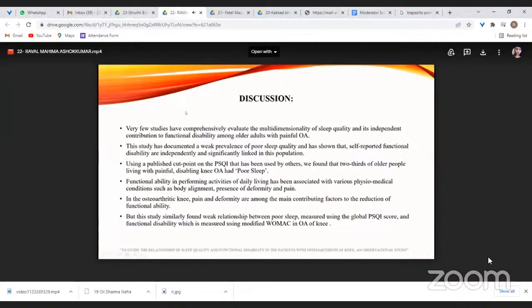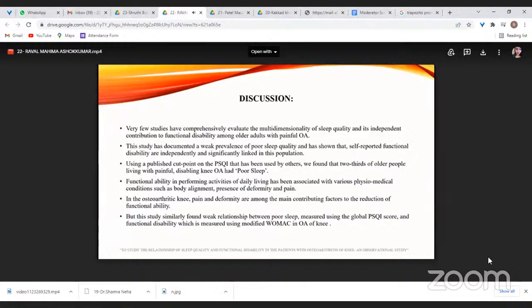Discussion. Very few studies have comprehensively evaluated the multidimensionality of sleep quality and its independent contribution to functional disability among older adults with painful OA. This study has documented a high prevalence of poor sleep quality and has shown that self-reported functional disability and poor sleep are independently and significantly linked in this population.